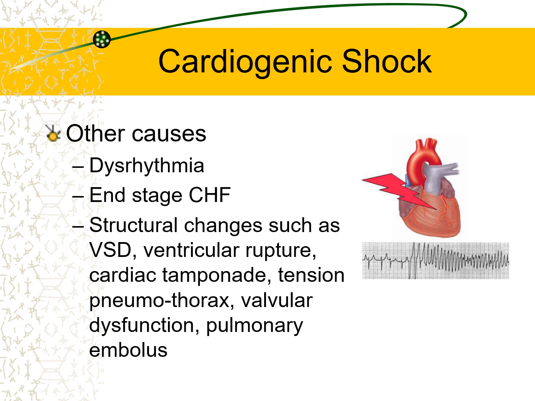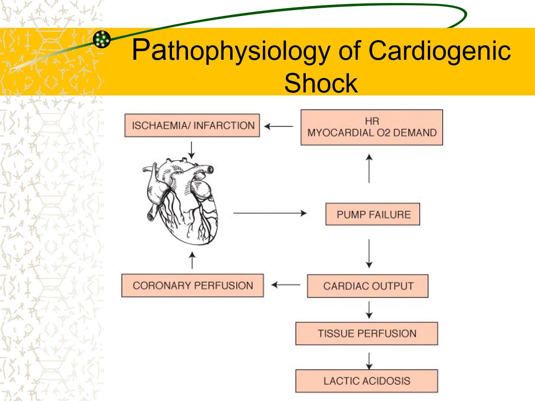And here you can read through all the various other things. Some of them we've talked about in the past that can all result in structural changes that make the heart pump unable to move blood forward, leading to cardiogenic shock. This is a really nice slide that shows you the pathophysiology of cardiogenic shock. It truly is a vicious circle of poor coronary perfusion.